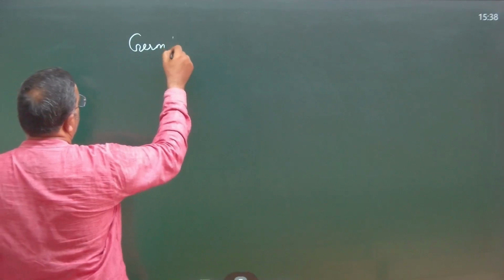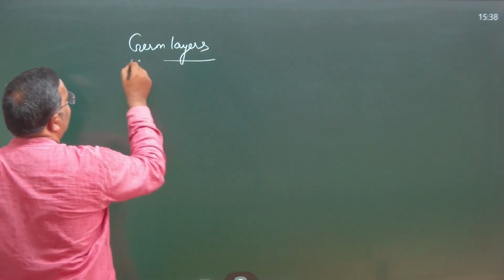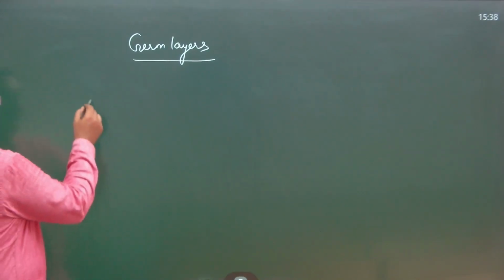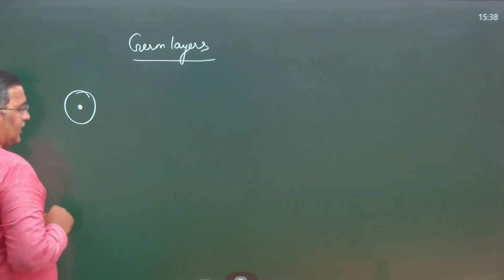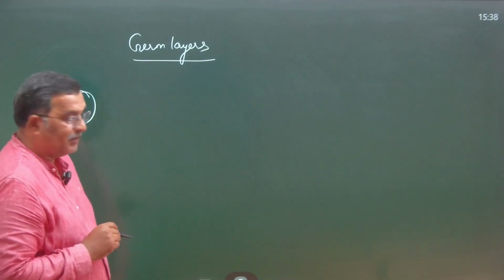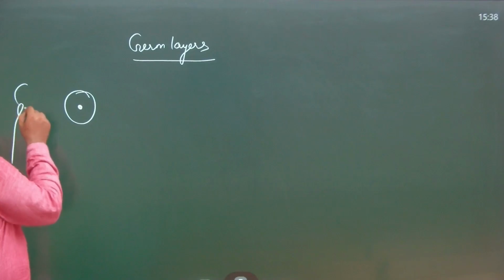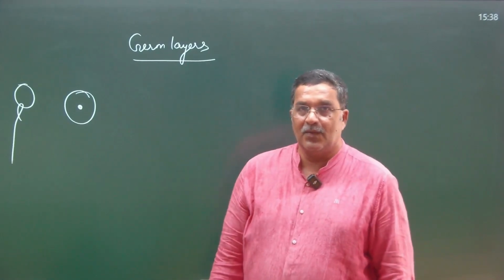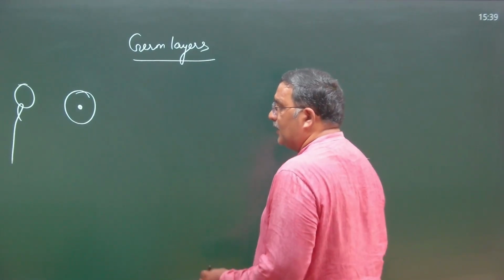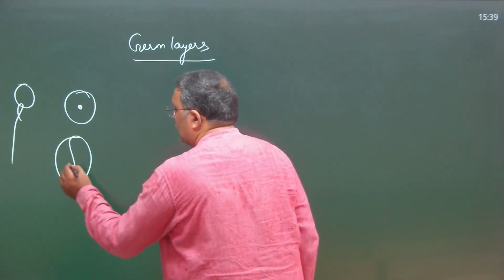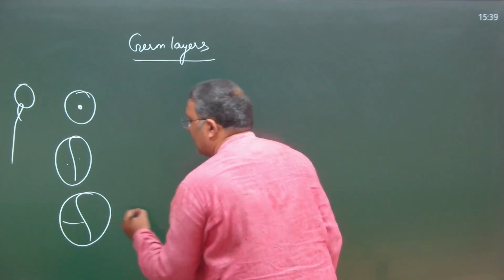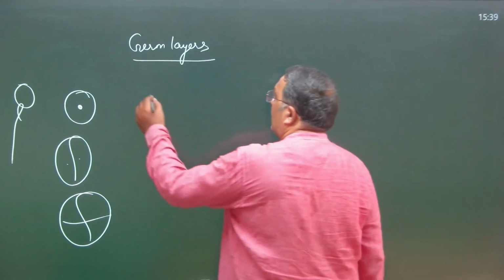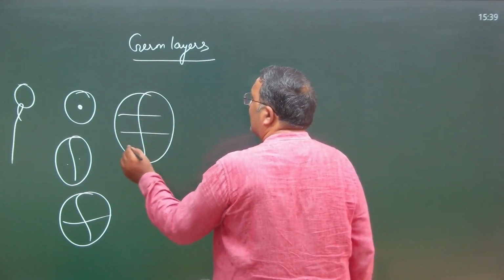We need to talk about germ layers. So, what is a germ layer? For that, we need to start the story with the zygote. You might know that the zygote is a cell which is formed after fertilization. When the sperm fertilizes the ovum, the zygote is formed, and the zygote divides into two cells, then four cells, then eight cells in embryonic development.